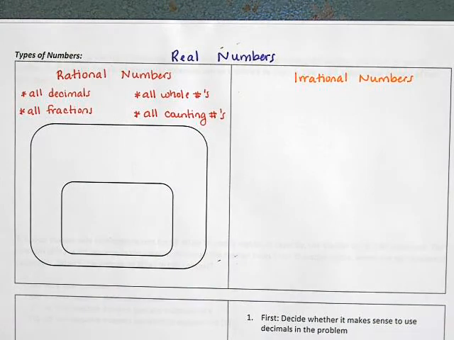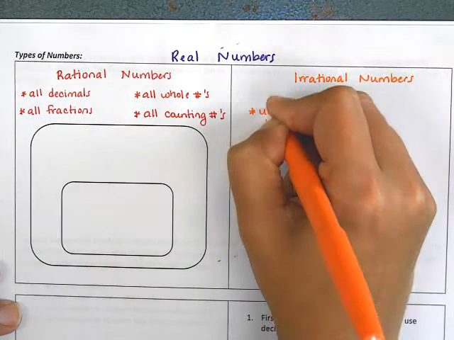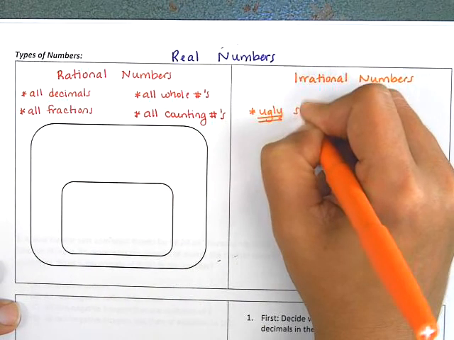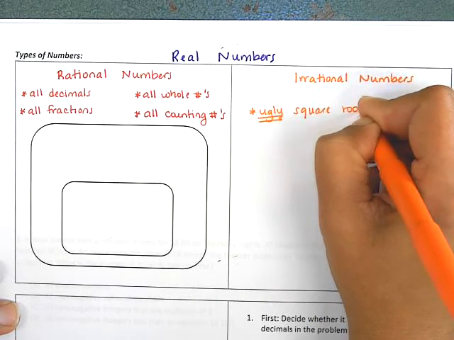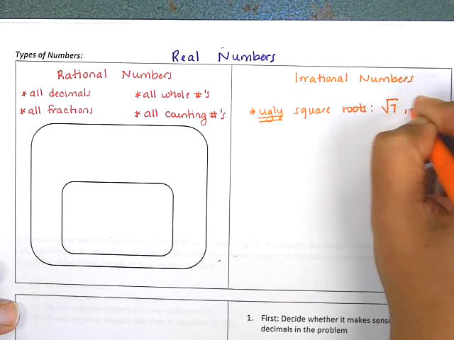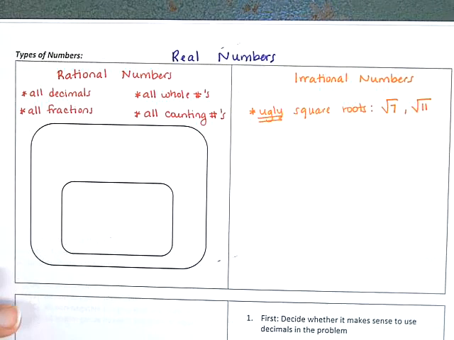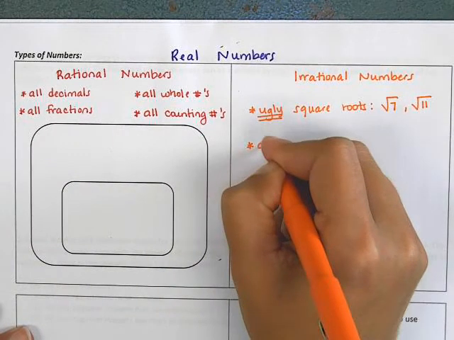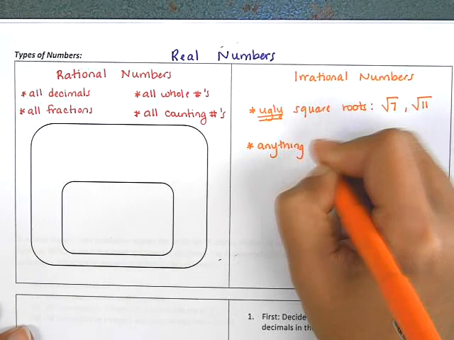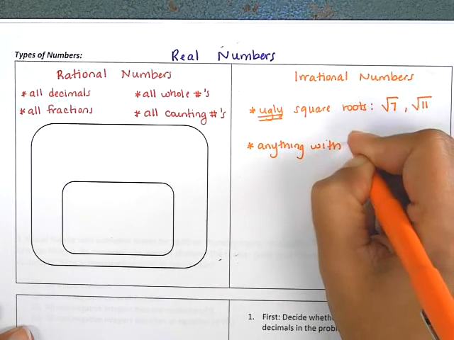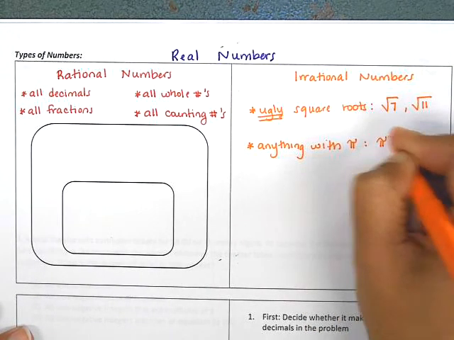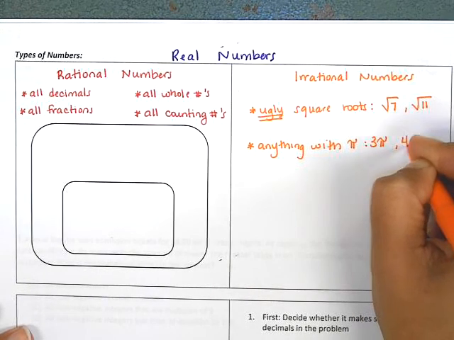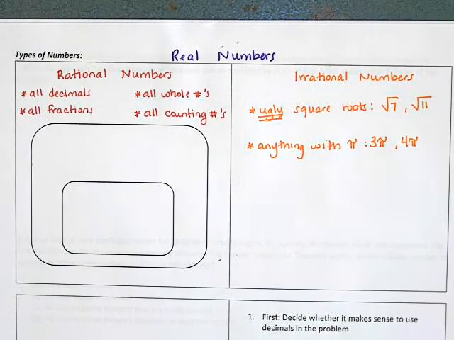Irrational numbers are just a few numbers. So the things that fall into the irrational category are what I call ugly square roots. Like, for example, the square root of 7 or the square root of 11, both of which would give you ugly decimals as answers if you tried to simplify them. And anything with a pi. For example, if I said your area was 3 pi, or 4 pi, if we were talking about a circle, those would be irrational numbers.